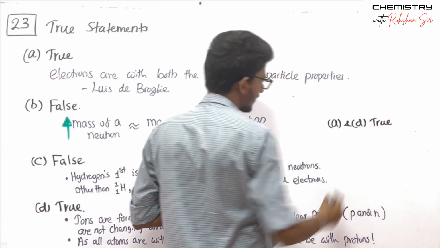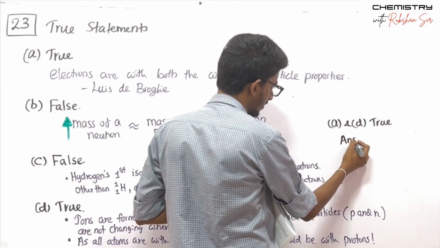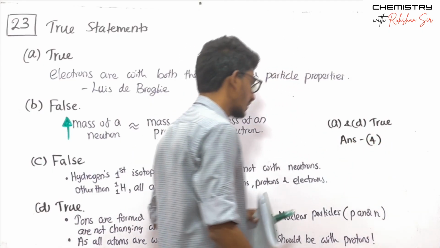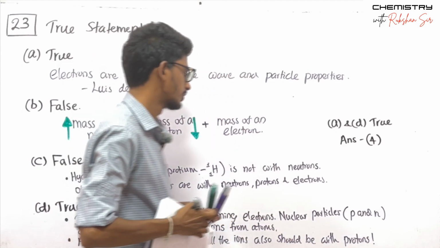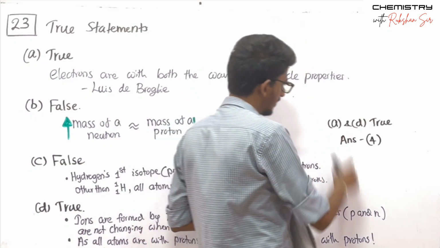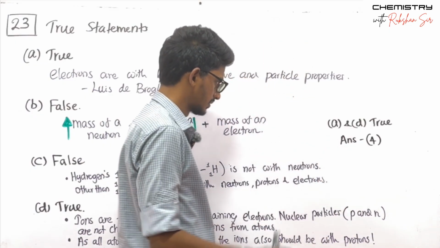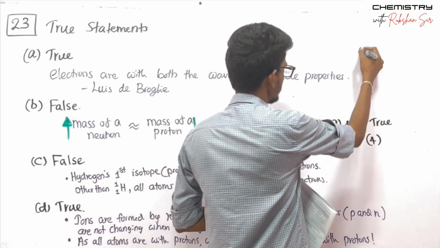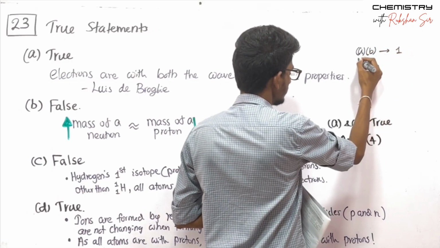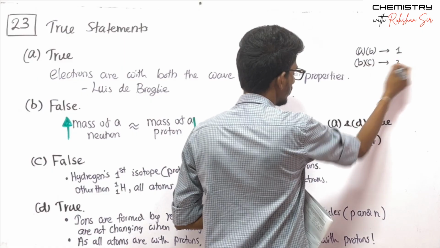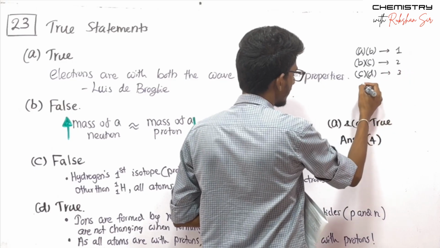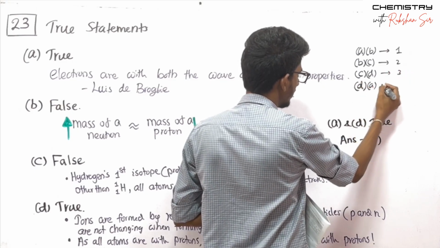That means the answer is number 4. No? A, B true, answer number 1. B, C true, answer number 2. C, D true, answer number 3. And D, A, or A, D, means 4.